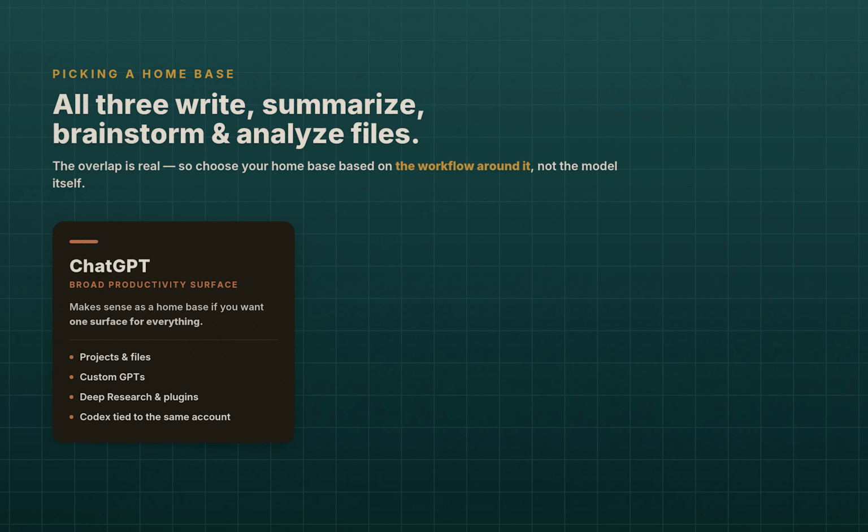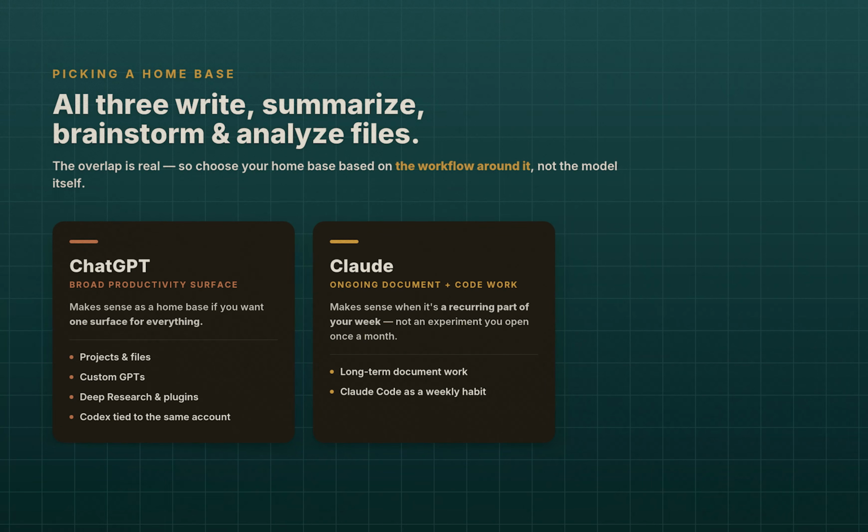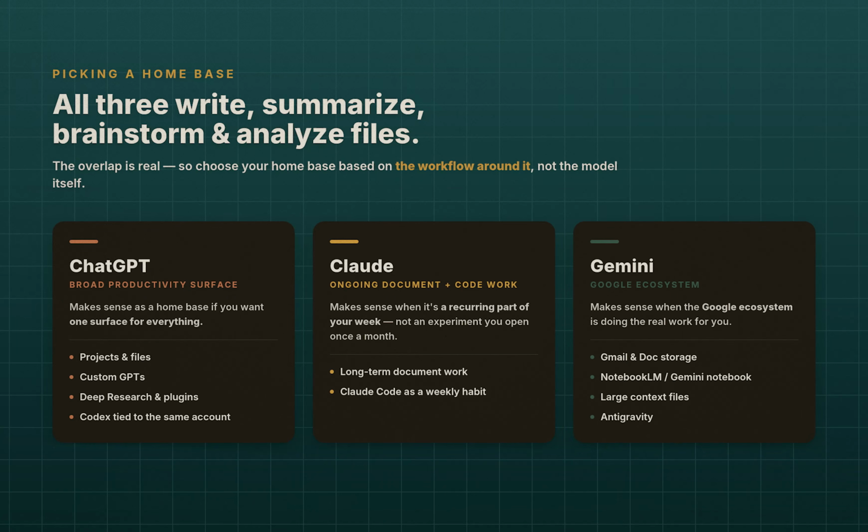So I would choose the home based on the surrounding workflow. ChatGPT makes sense as a home base if you want one broad productivity surface: projects, files, custom GPTs, deep research, plugins, and Codex or ChatGPT work that's tied into the same account. Claude makes a lot of sense when long-term document work or Claude Code is a recurring part of your week, and not just an experiment that you open once a month. And then finally, Gemini makes a lot of sense when the Google ecosystem is doing the real work for you: Gmail, Docs, Storage, NotebookLM, or Gemini Notebook, large context files, and Antigravity.